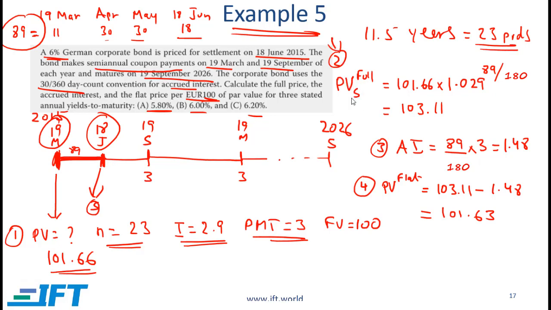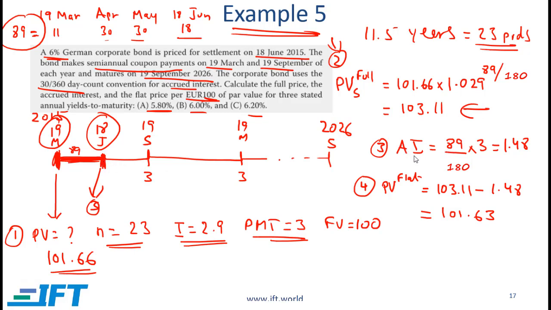Step 2 is to figure out the full price here on 18th June. That full price is equal to 101.66, which is what we just calculated, times 1.029. That is the yield raised to the power of this period in years. So this period in years is simply 89 over 180. That gives us 103.11. That is our full price.